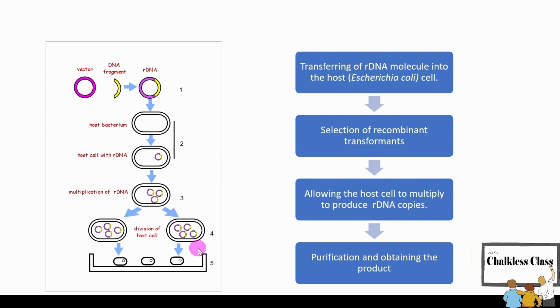to produce rDNA copies. At last, purification and extraction of the product. These are the basic steps in gene cloning.